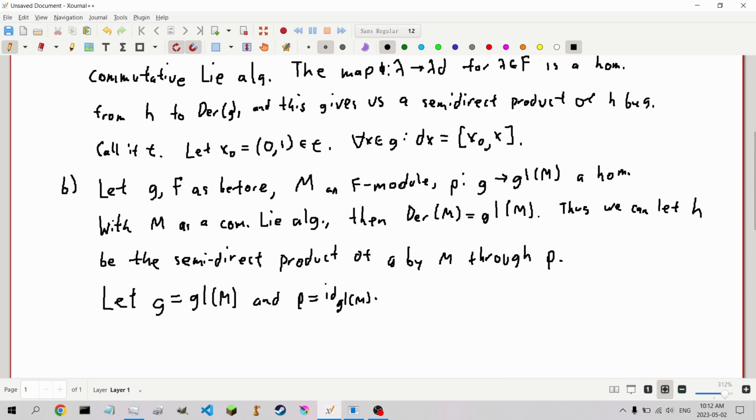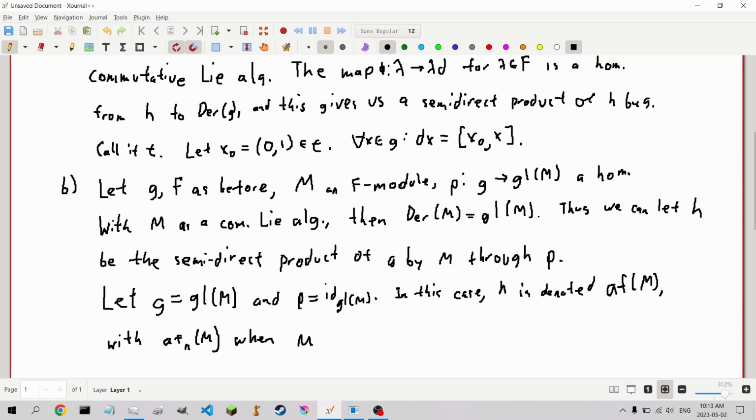In this case, H is denoted as the, I believe that is the affine algebra, it's going to be called, of M. And we can define the n-dimensional version of this for just M being our ring to the power of n.